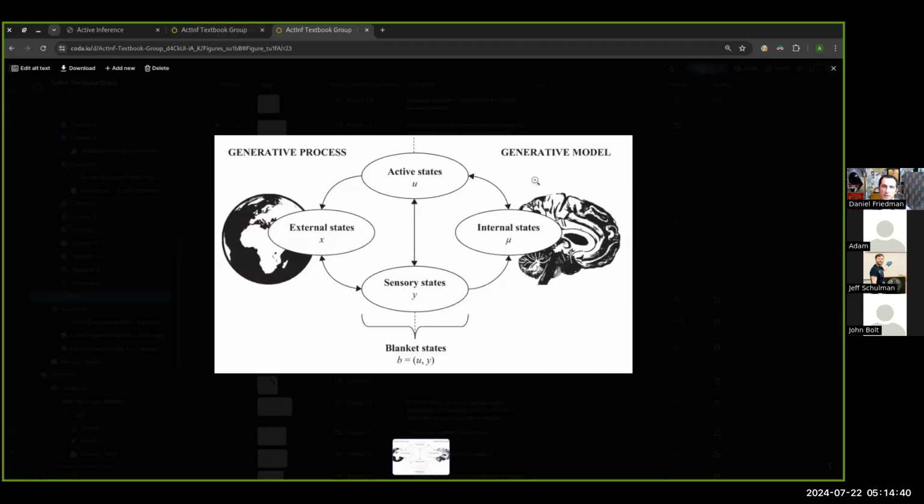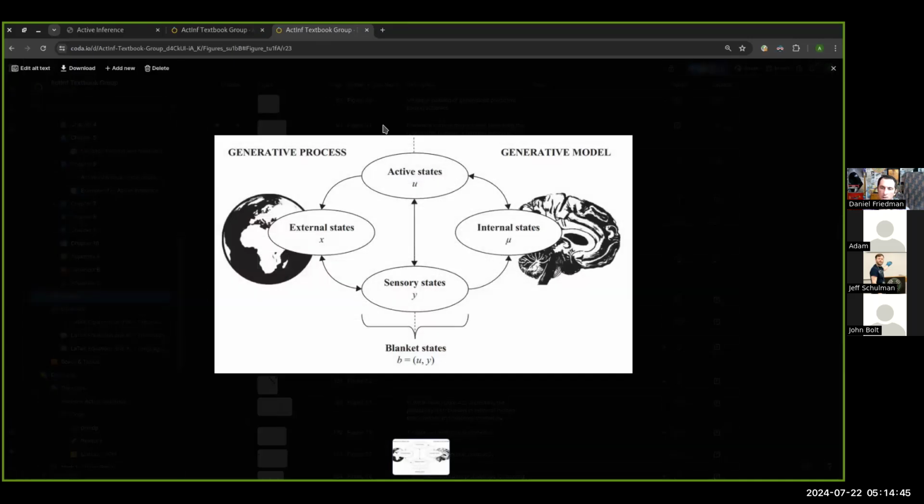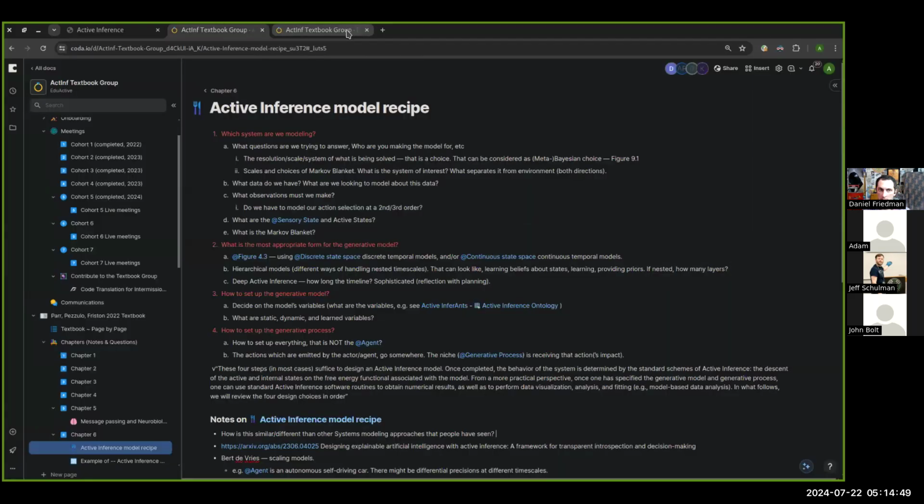Okay. Let's look at figure 6.1. John, go for it if you want to. Yeah. Sorry, I had to set up the mic properly there. I'm dealing with something at work right now, so I'm going to be in and out on this.